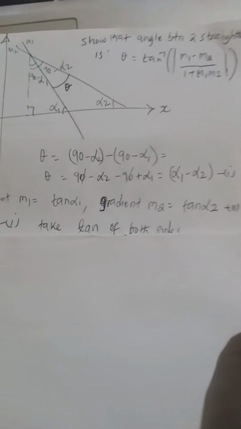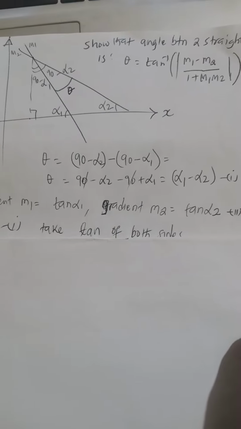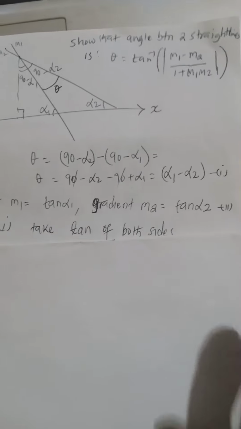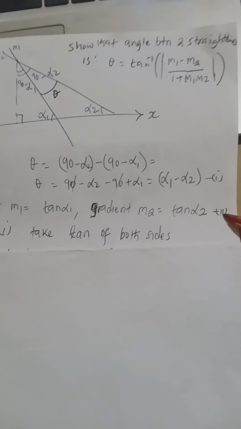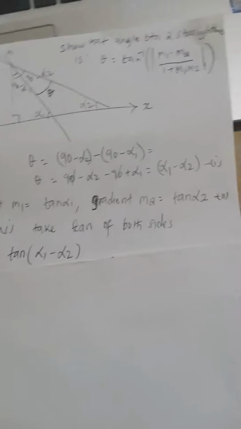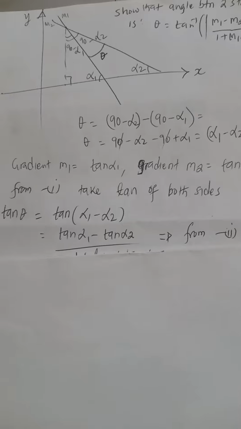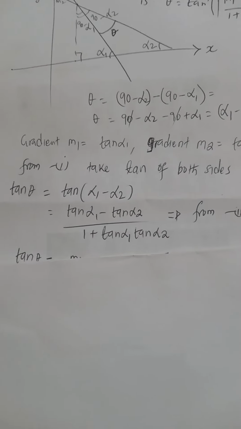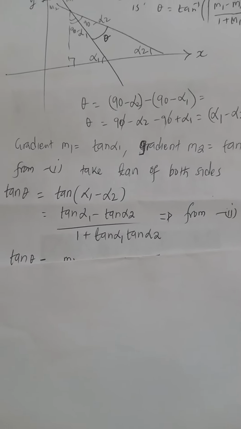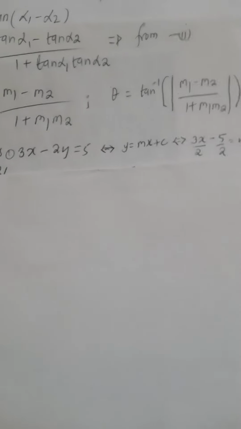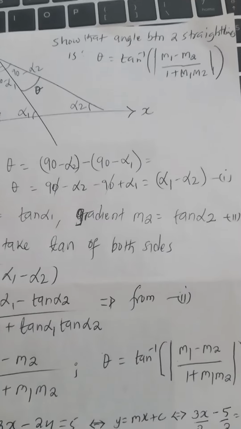We have already said that m1 is tan alpha 1 and the gradient m2 is tan alpha 2. We call this equation 1, and we call this equation 2. So let's look at equation 1. Let's take tan of both sides, and when we expand the tan of (alpha 1 minus alpha 2), that's what we would get. Then we substitute in those values, and finally this comes to this, which is as required above.